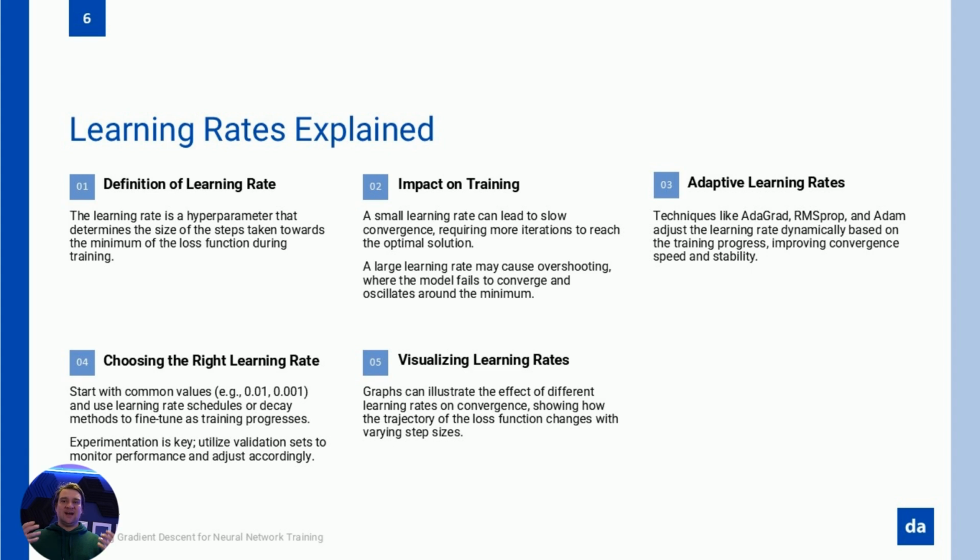A small learning rate. Imagine walking through a marathon at a snail's pace. You'll eventually reach the finish line, but it'll take forever. That's what happens when the learning rate is too low. It leads to slow convergence, requiring more iterations to minimize the loss.